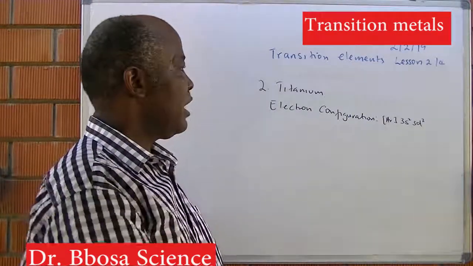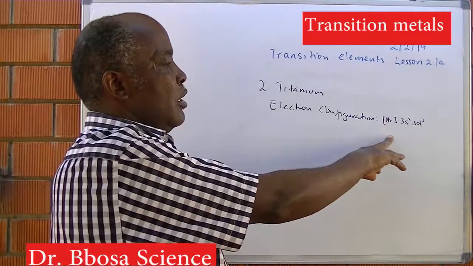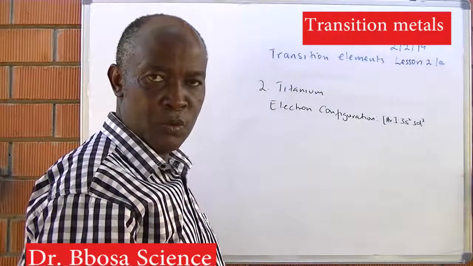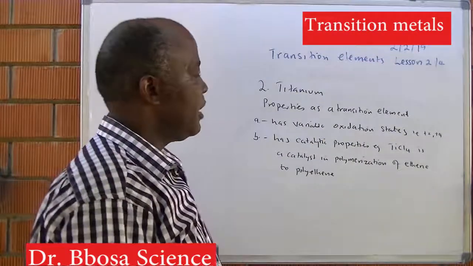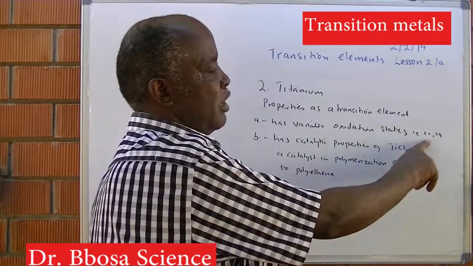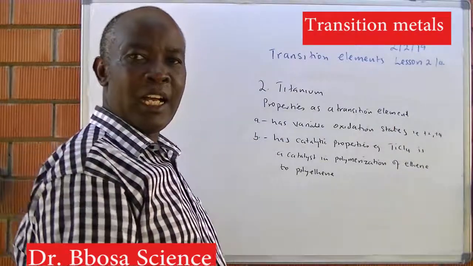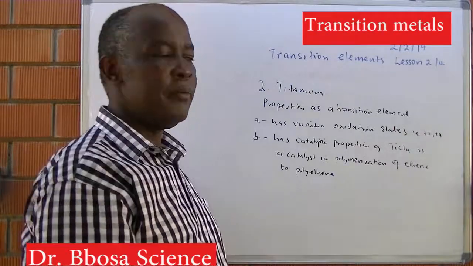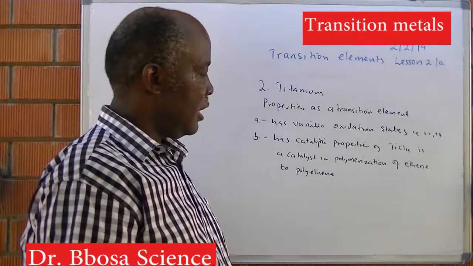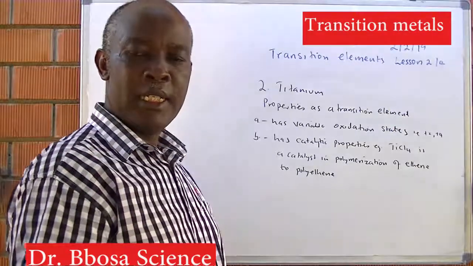The second element is titanium. Electronic configuration is argon 3d2 4s2. Properties as a transition element. A, titanium has variable oxidation states, that is positive 2 and positive 4. B, titanium has catalytic properties. For example, titanium(IV) chloride is a catalyst in polymerization of ethene to polyethene.